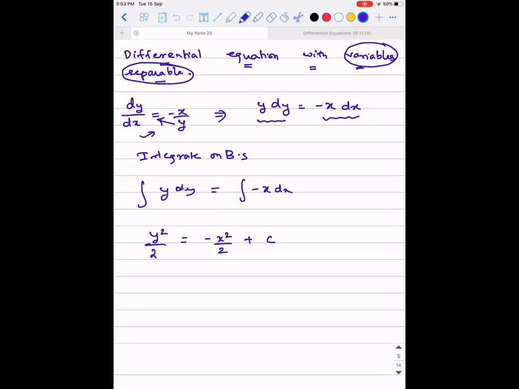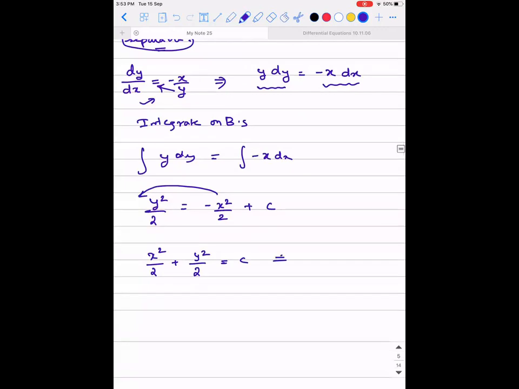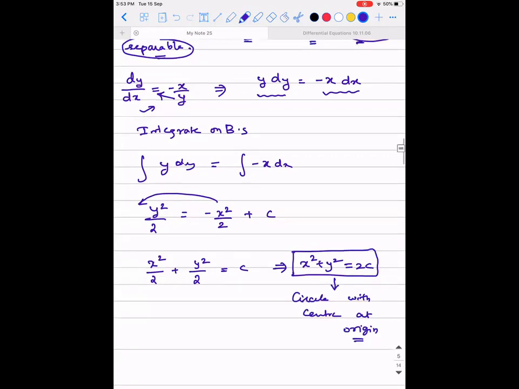Are you able to understand this point? So if I leave the constant as c itself, then I bring this minus x square by 2 to this side. It becomes x square by 2 plus y square by 2 is equal to c. Accepted? So this is x square plus y square is equal to 2c. What does this actually represent? Are you clear till this point? This step, did you understand how I formed this equation, x square plus y square is equal to 2c?